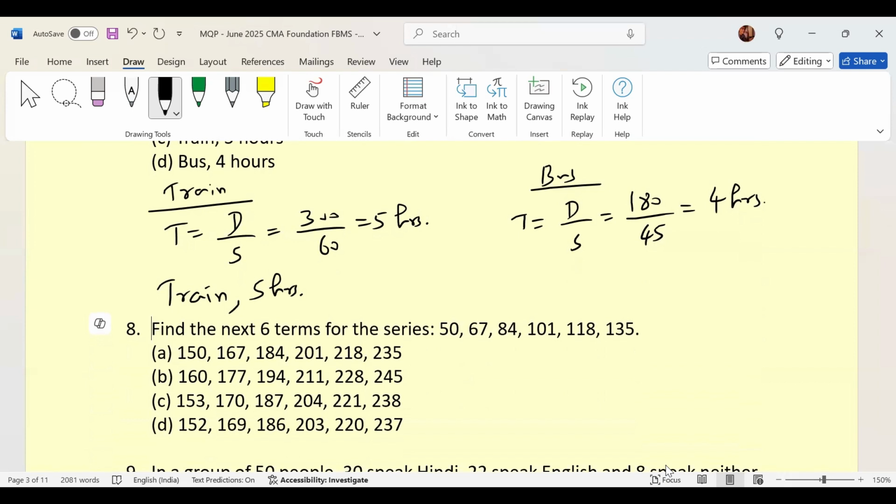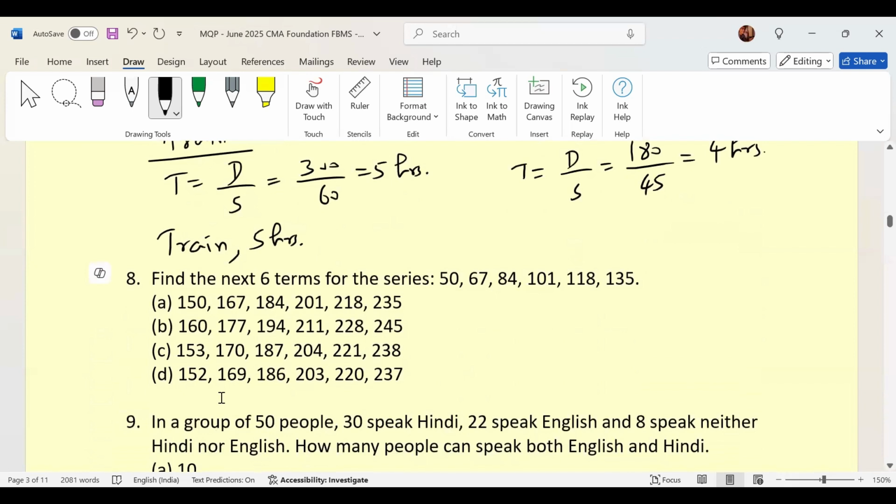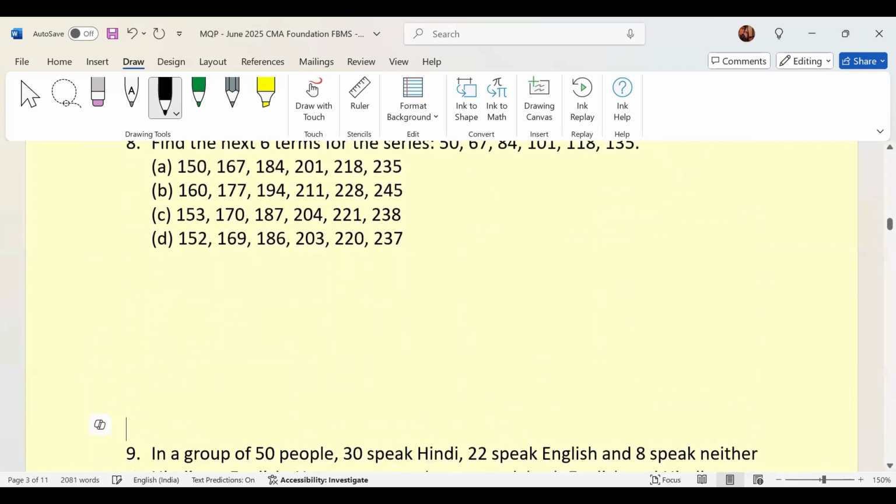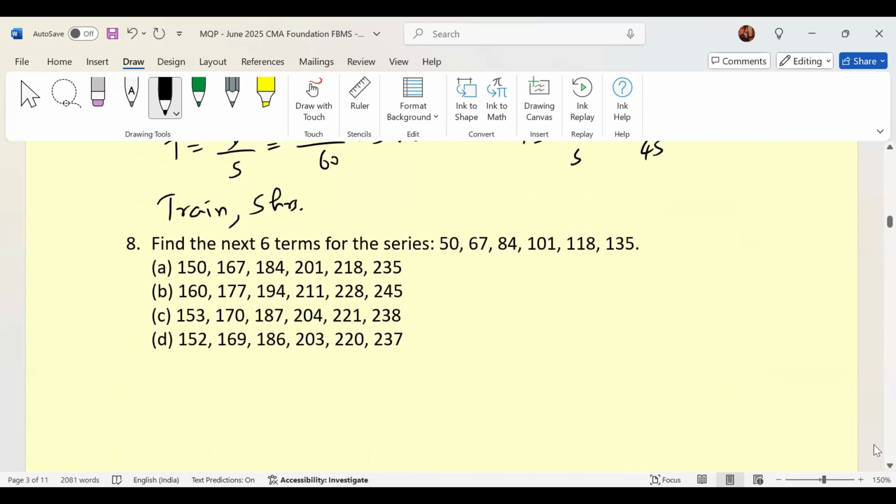Next question, find the next 6 terms for the series 50, 67, 84, 101, 118, 135. We may notice the difference between these two is 17, and this is also 17. This is also 17. That means our common difference is 17. So straight away we can add 17 to the subsequent numbers. 135 plus 17 becomes 152. That is the next number.